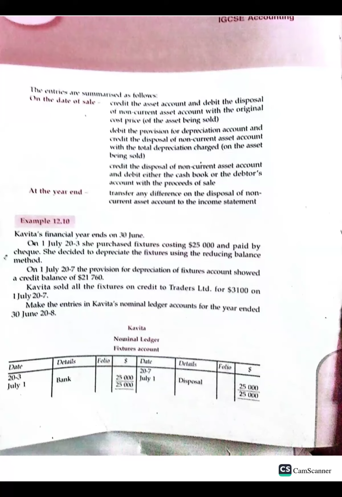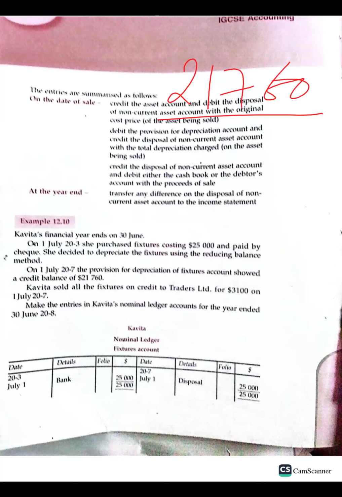The example is 12.10. The financial year ends on 30th of June. On 1st July 2023, the person purchased fixtures of 25,000 and paid by check. Then the person decided to depreciate the fixtures using the reducing balance method. On 1st July 2027, the provision for depreciation of fixtures account showed a credit balance of 21,760. That was total depreciation.